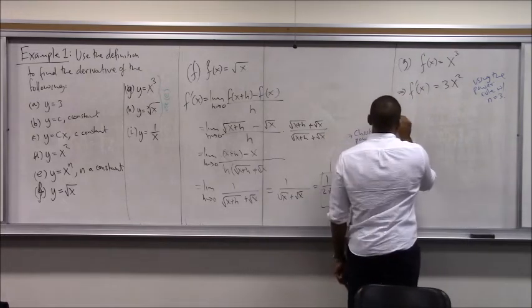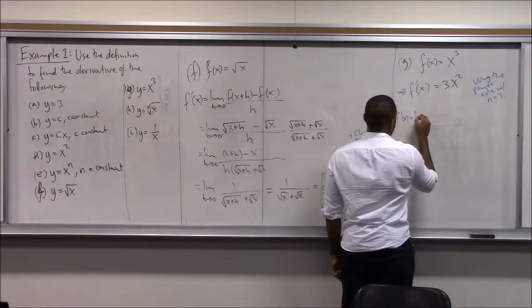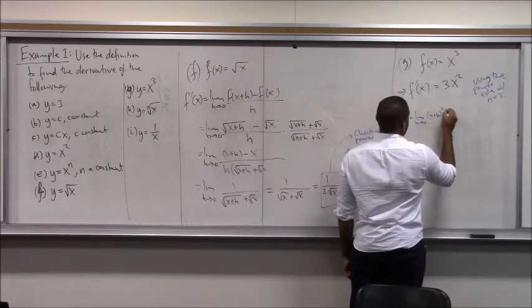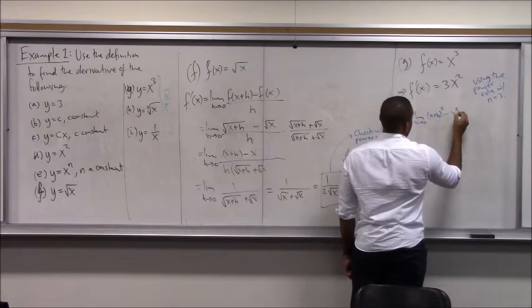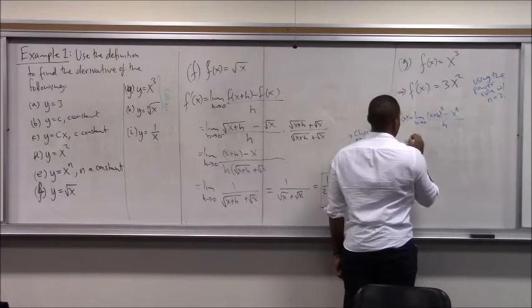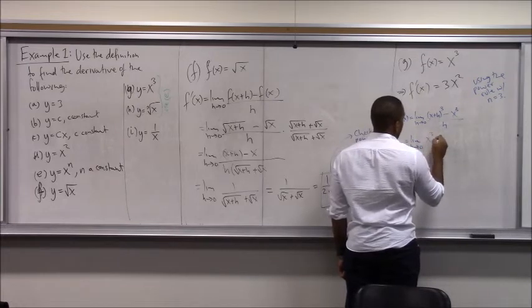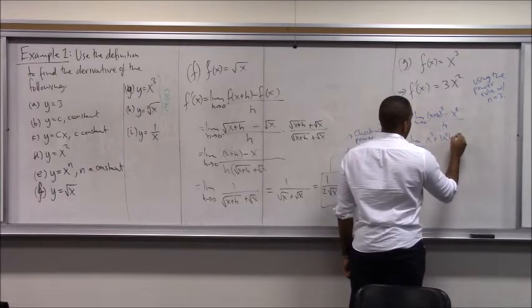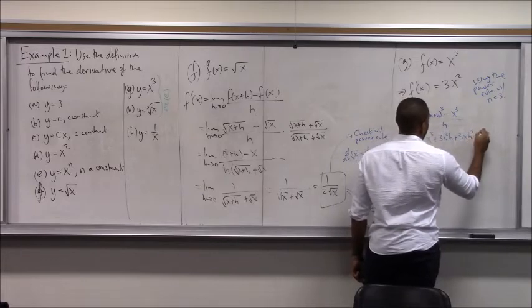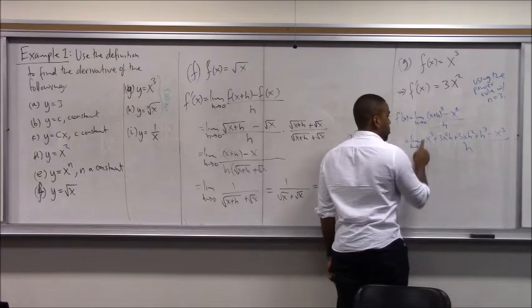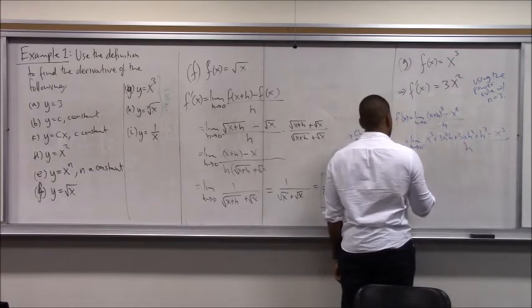Right? I mean, if you wanted to do it with something like the limit as h approaches 0 of x plus h all cubed minus x cubed all over h, using Pascal's triangle, you know that that would be x cubed plus 3x squared h plus 3x h squared plus h cubed minus x cubed. Right? 1, 3, 3, 1. That was on the third line.